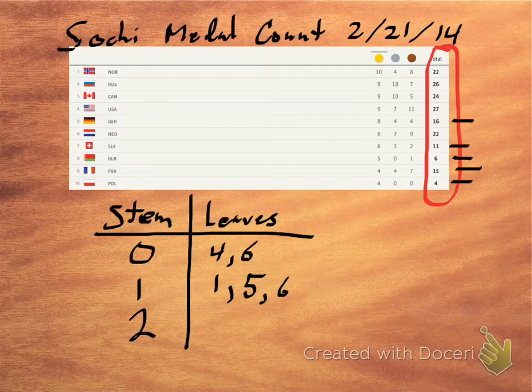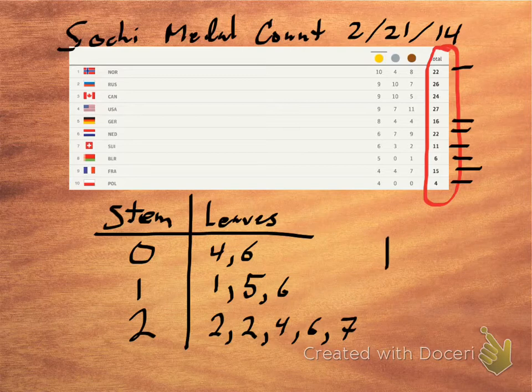And then we get into the 20s, and we've got a couple of 22s, so 2 and 2, those are both 22. That takes care of the Netherlands and Norway for total medals. And now finally we have Canada, Russia, and U.S., so it's going to be 24, 26, and 27 respectively. Okay, so there is a stem and leaf diagram showing the total number of medals earned by the top 10 countries to this point in the Olympic Games.